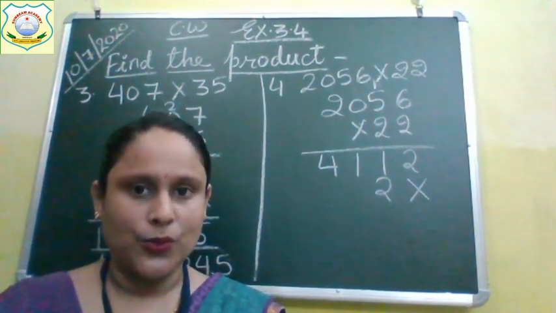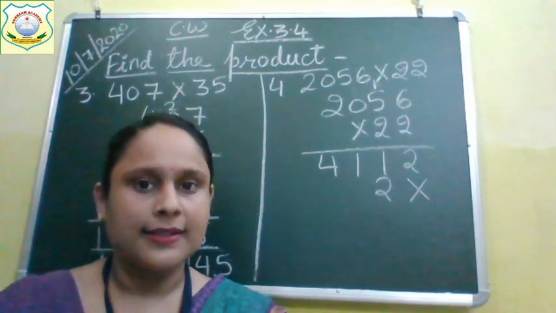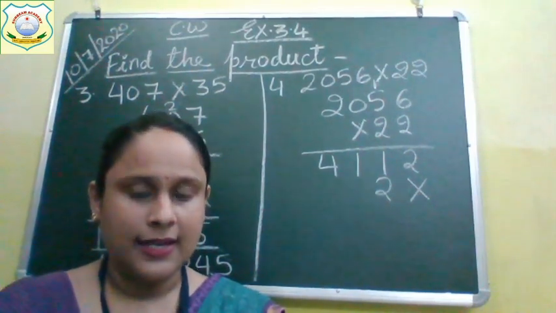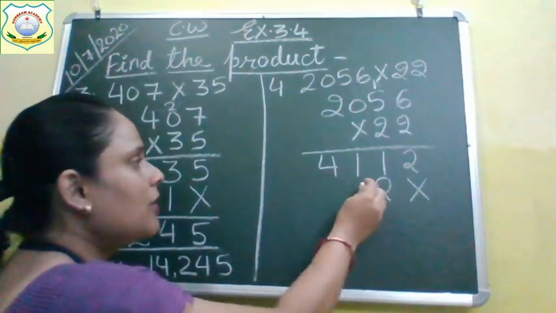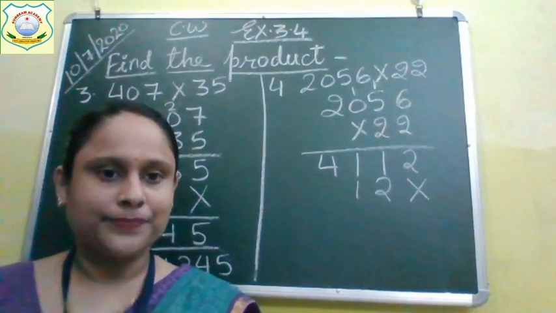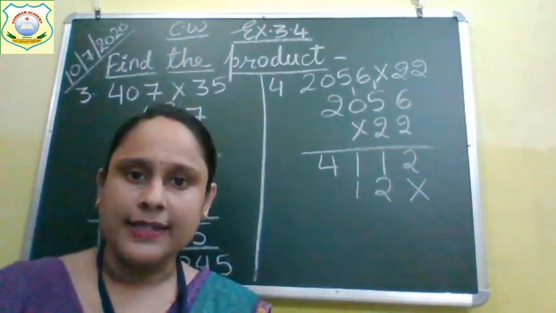2 ones are 2. 2 twos are 4. 2 threes are 6. 2 fours are 8. 2 fives are 10. 10 plus 1 is 11. So, we will write 1 and take 1 carry. Now, 2 zeros are 0.